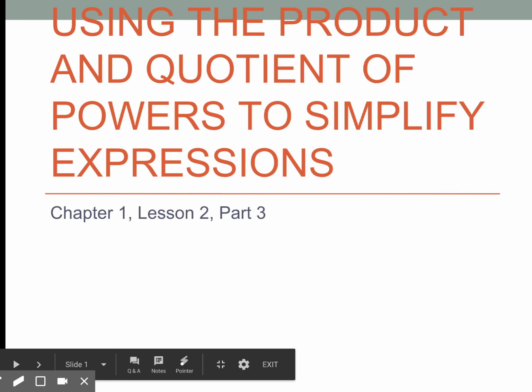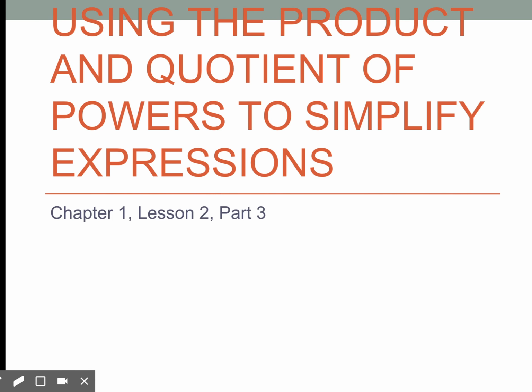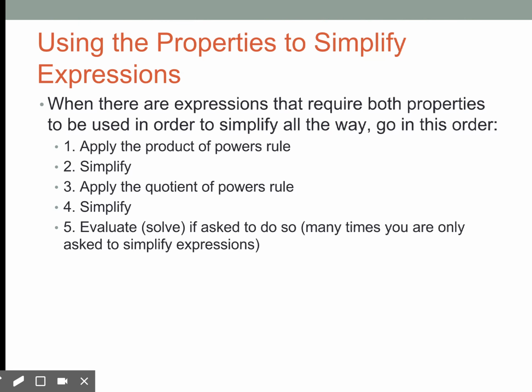In Chapter 1, Lesson 2, Part 3, I'm going to demonstrate how to use the product and quotient of powers properties combined to simplify expressions. So we're going to be using everything you learned in Lesson 2, Parts 1 and 2, but just combining those two rules together when asked to simplify expressions.